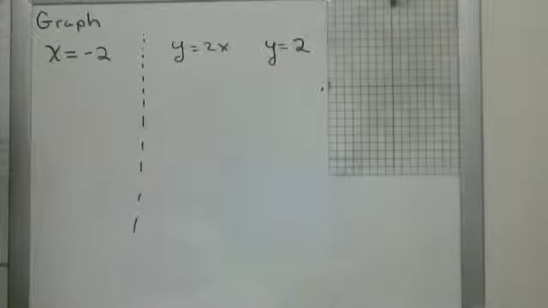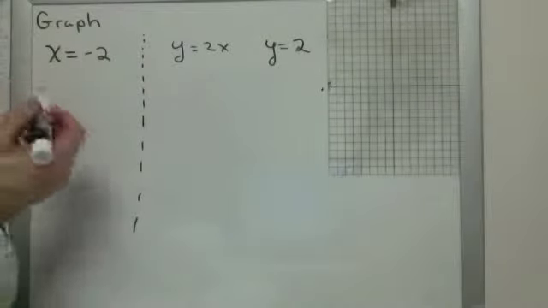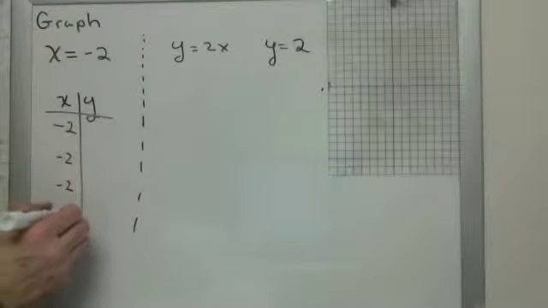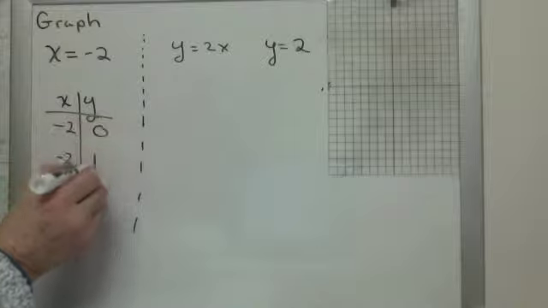Wanted to show you a couple situations of special graphing. We did graphing where you had to make some XY charts, and here again we're going to do the XY charts. But notice this equation, x equals -2, doesn't have a y component. So when you do the XY chart, x is always -2. There's no y in that equation, so you can put any y you want.